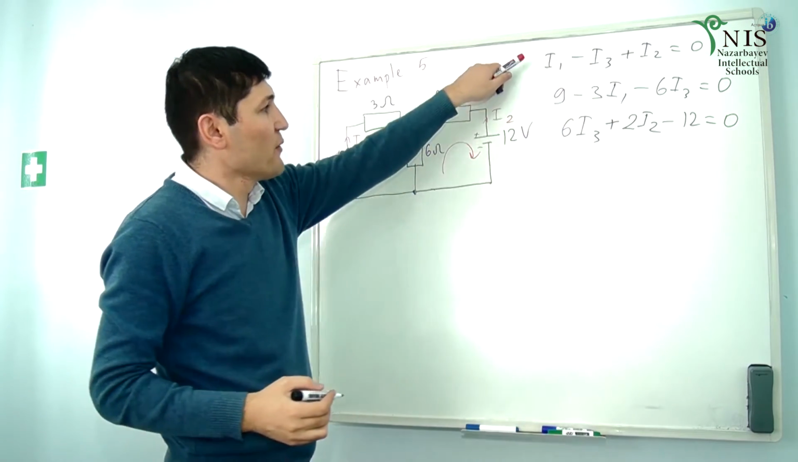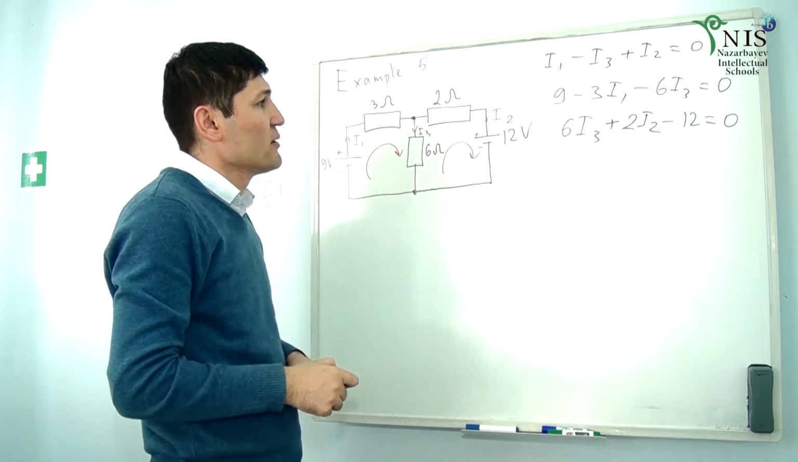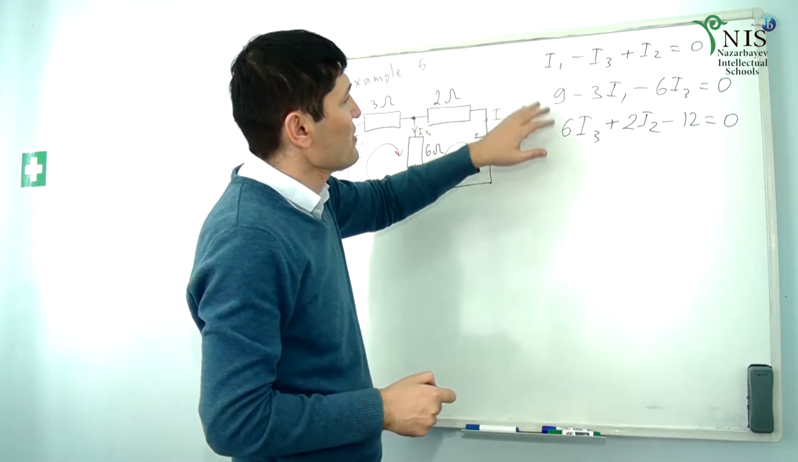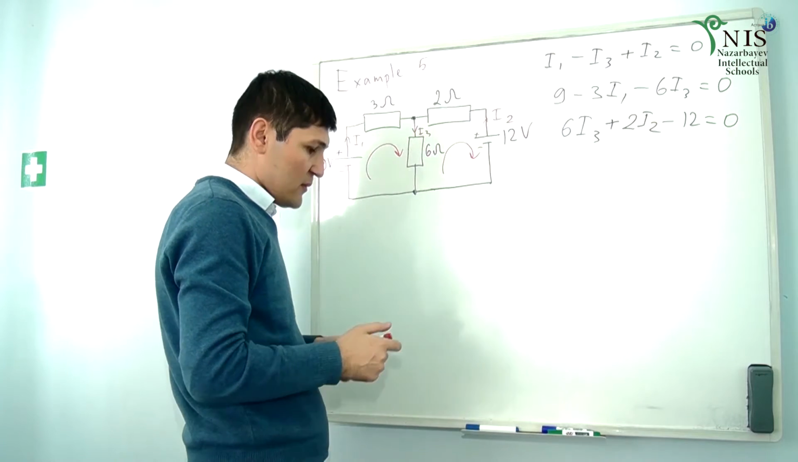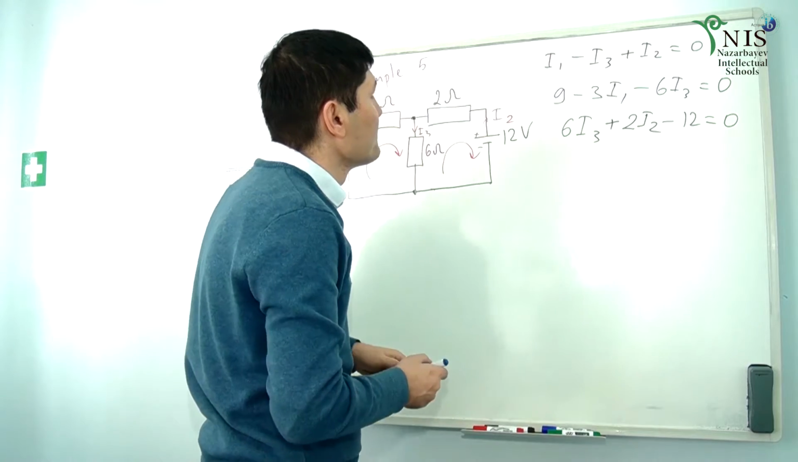So we have 3 equations. We need to solve the system of equations to find the currents. We have 3 equations and 3 unknown quantities. Let's see what we can do here.